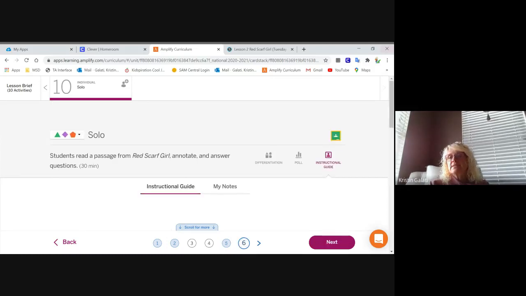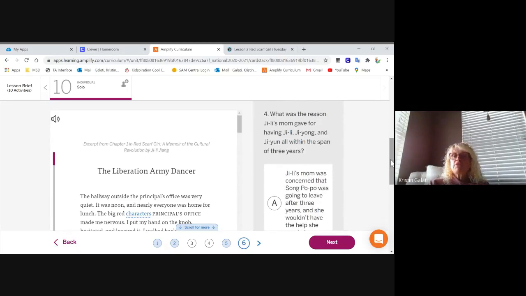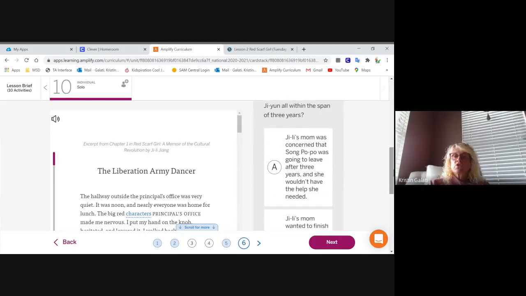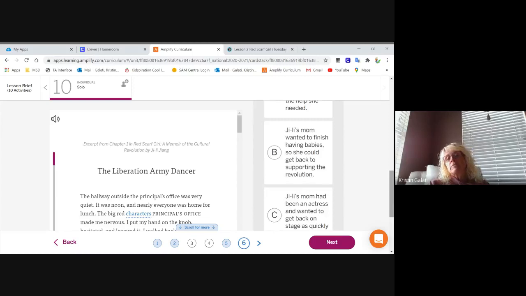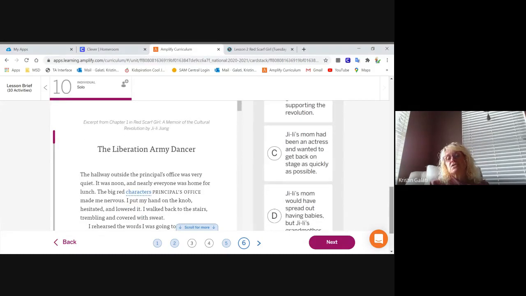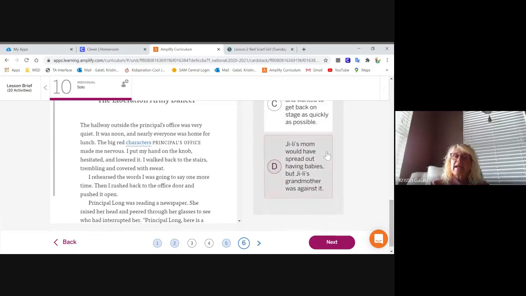We're going to go to card 6. This will be question 4. What was the reason Ji Lee's mom gave for having Ji Lee, Ji Young, and Ji Yoon all within the span of 3 years? A. Ji Lee's mom was concerned that Song Popo was going to leave after 3 years and she wouldn't have that help. B. Ji Lee's mom wanted to finish having babies so she could get back to supporting the revolution. C. Ji Lee's mom had been an actress and wanted to get back to the stage as quickly as possible. D. Ji Lee's mom would have spread out having babies, but Ji Lee's grandmother was against it.